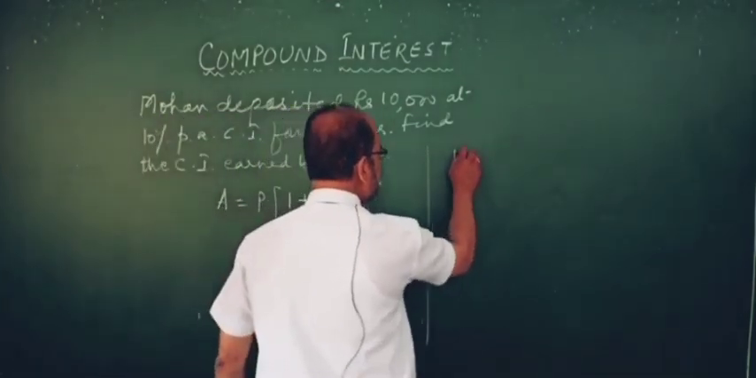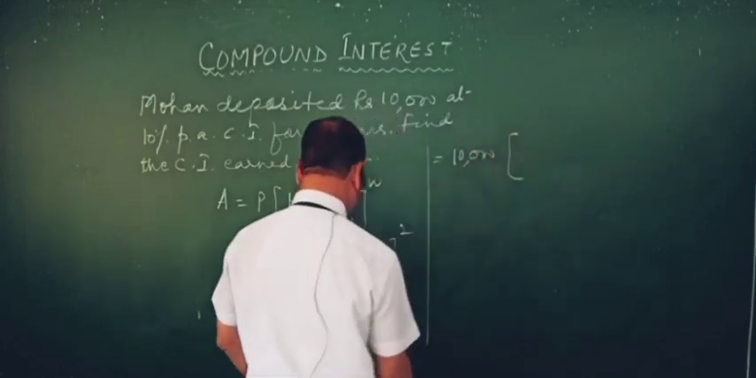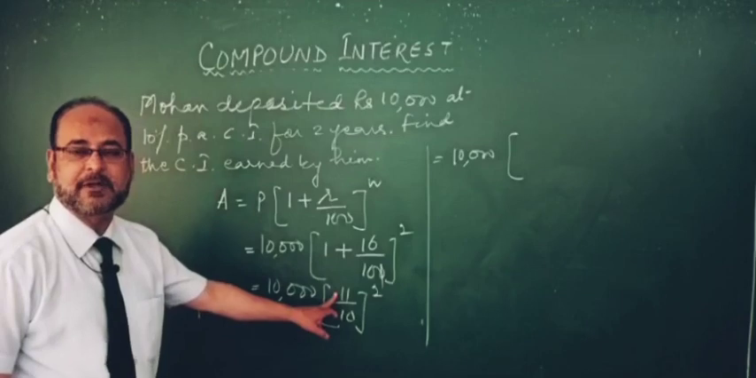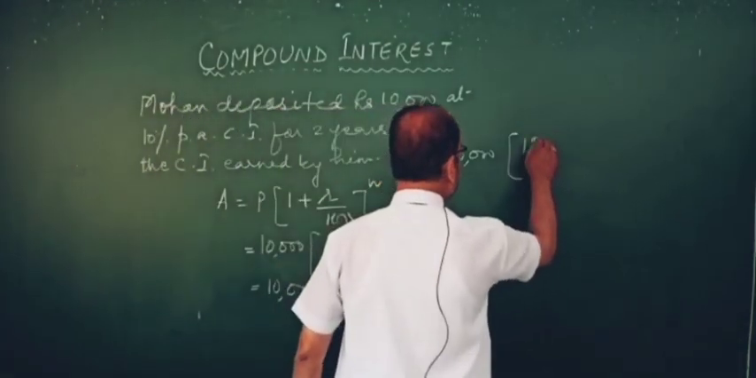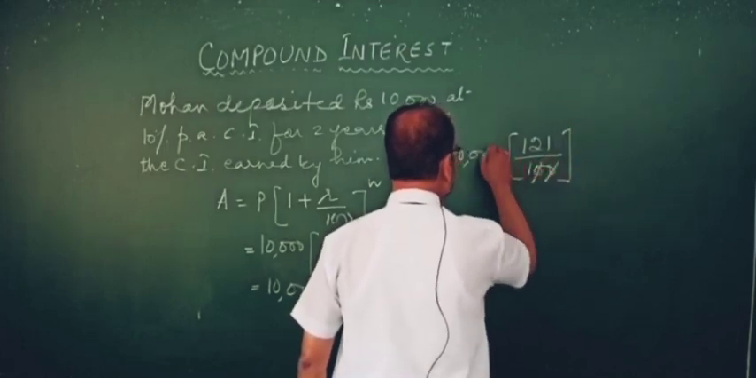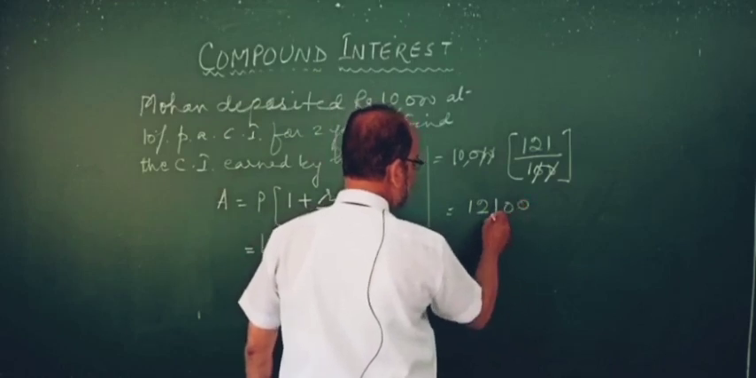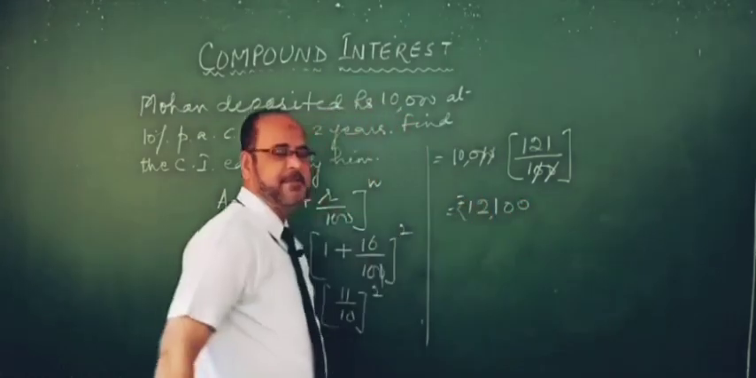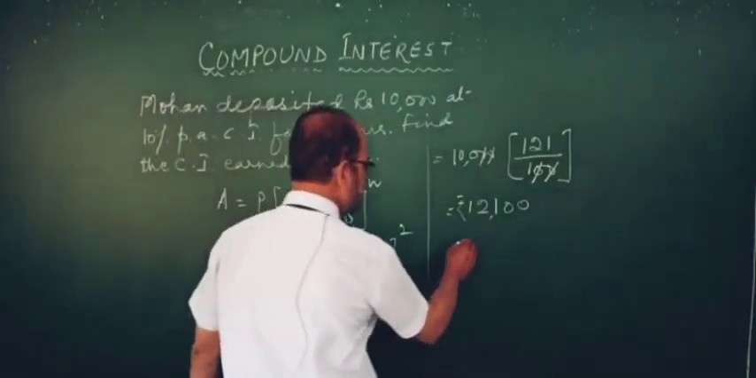This is 10,000 within bracket. Now you have to do the square of 11 upon 10. So 11 square will give you 121 and 10 square will give you 100. Now these two zeros you can cancel out. So it is 12100. So your amount is 12,100. Now your job is to find compound interest.